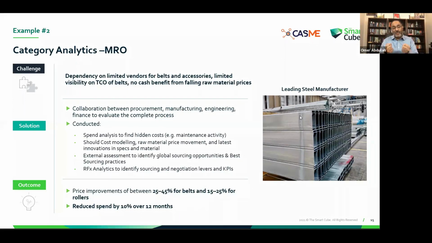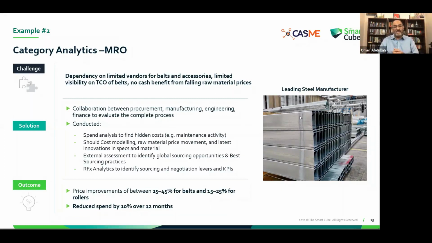In order to solve this, procurement analytics is at the core of what we're trying to do, but it was a collaborative activity. You cannot make some of these decisions on your own. So procurement pulled together manufacturing, engineering, and finance to evaluate the complete process. Some of the things that they actually did: spend analysis to find hidden costs in maintenance activity, should cost modeling, looking at raw material price movements, looking at innovations and specifications in material, because again, that all plays into what's going on. It's doing an external assessment to look at global sourcing opportunities.